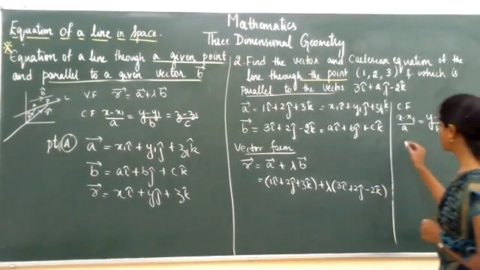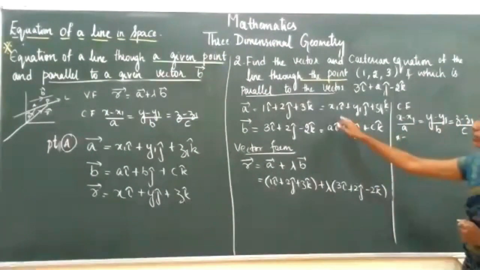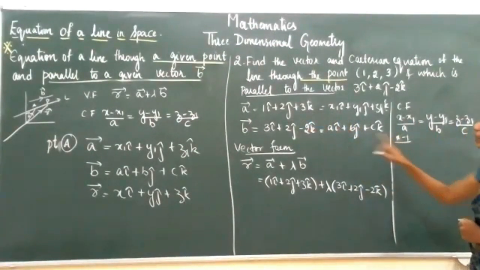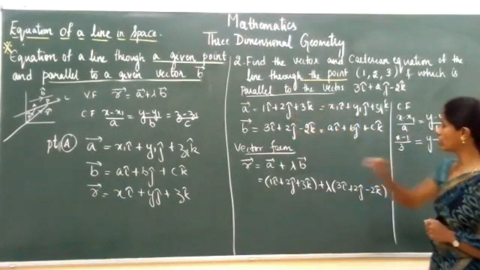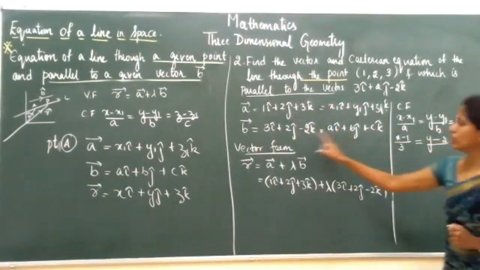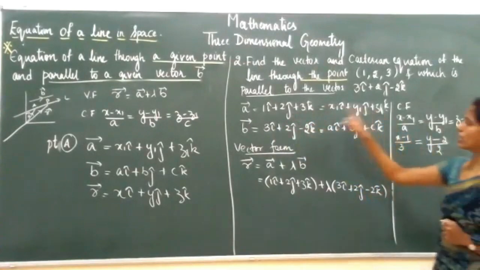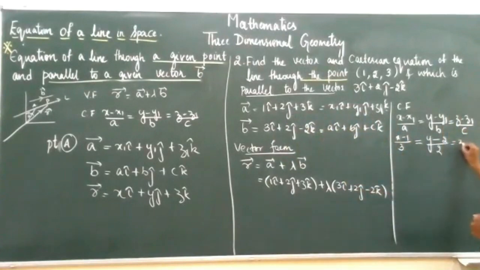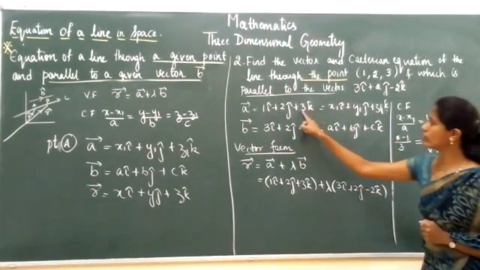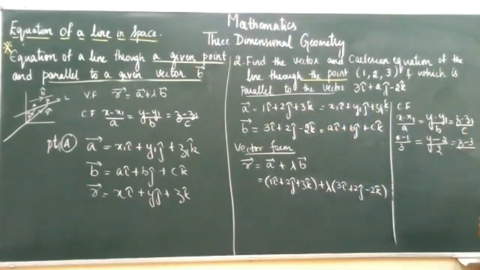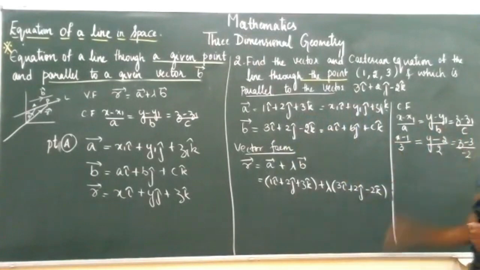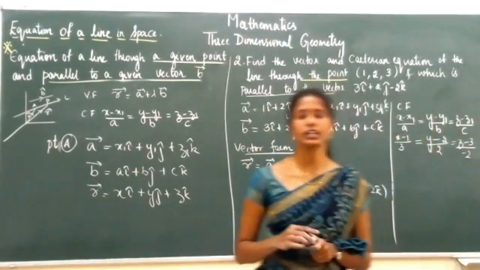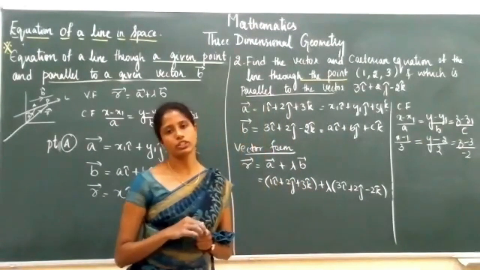So x minus x1 by a, what is the value of x1? It is 1. a is nothing but 3, which is equal to y minus y1, y1 value is 2. What is the value of b? b value is 2. Just compare this, okay, which is equal to z minus z1. What is the value of z1? It is 3 divided by c. That is, c value is minus 2. Therefore, this is the vector and Cartesian form for the given question.